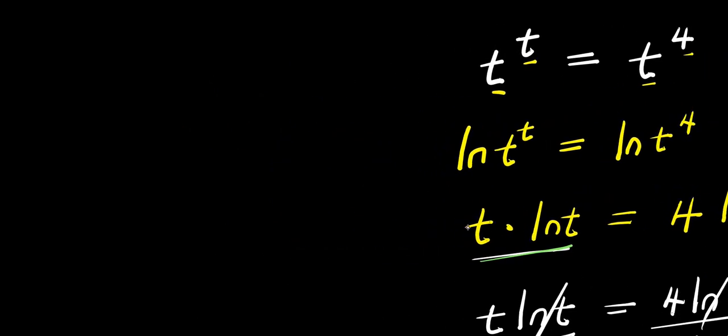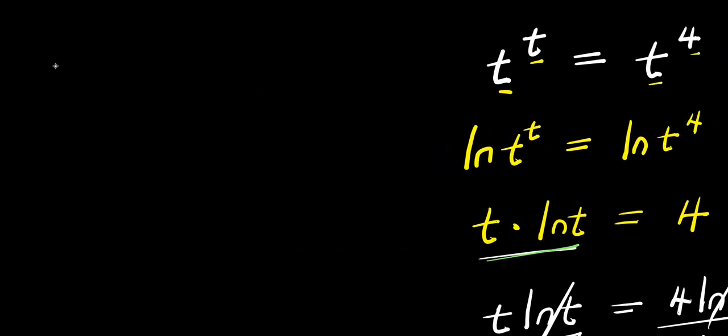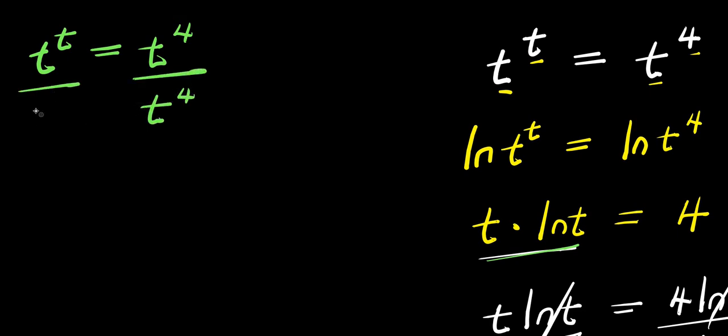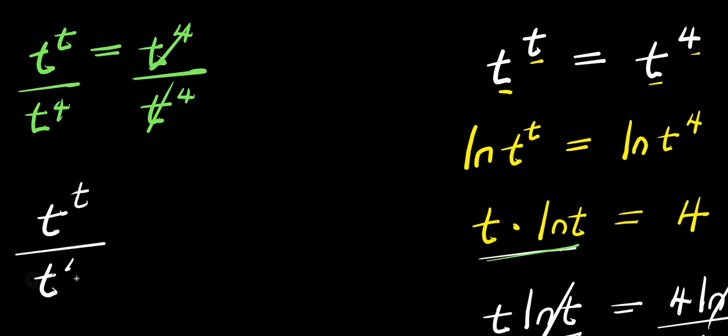Now, let's solve this using a different approach. We have t power t equals t raised to the power of 4. I divide this by t power 4. Let's cancel this. So what I'm going to have is t raised to the power of t divided by t raised to the power of 4 equals 1.